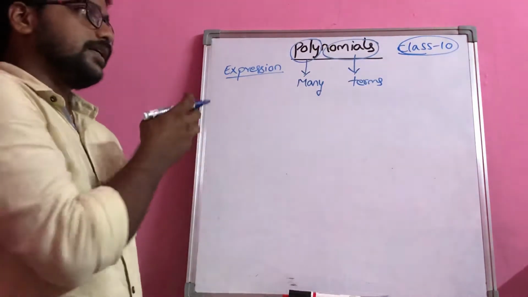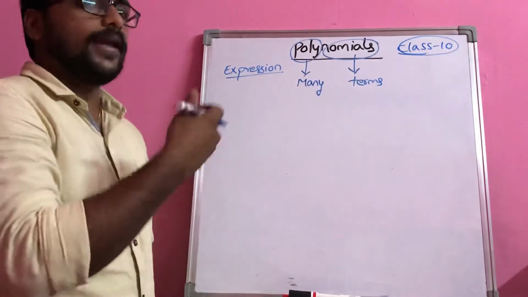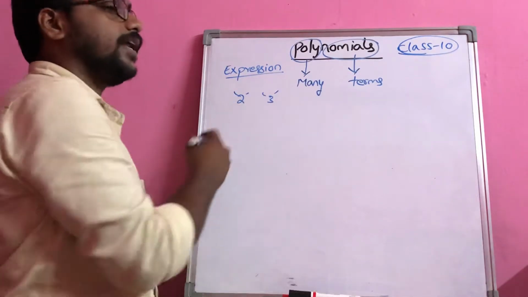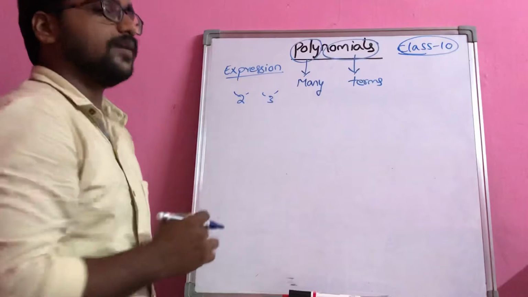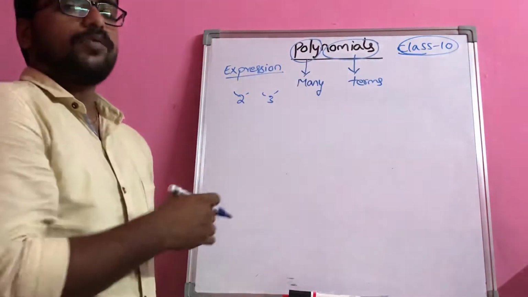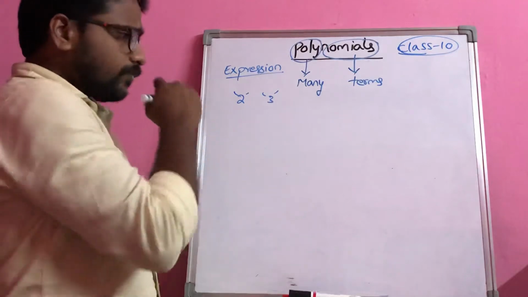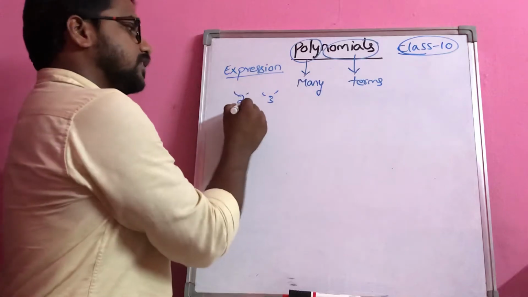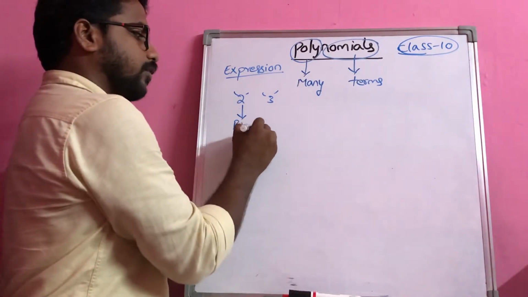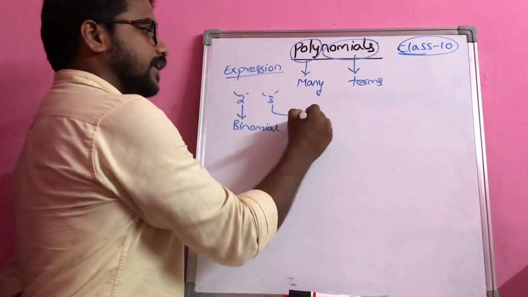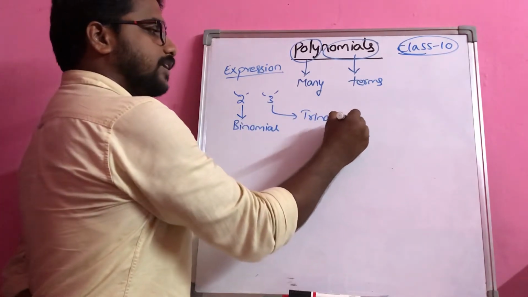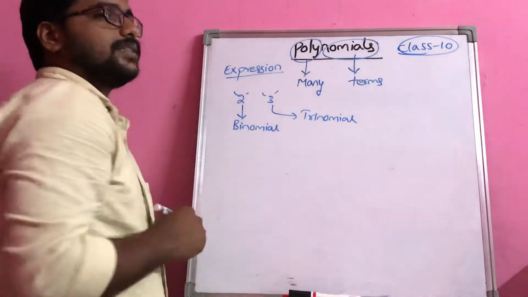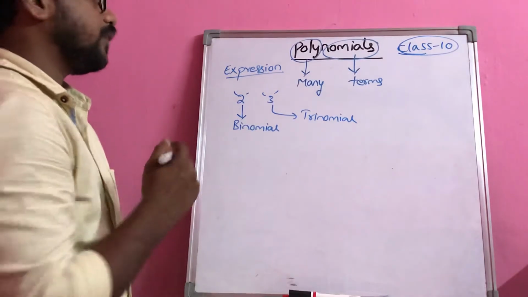We know that the number of terms can be any. Generally we will usually have 2 or 3, and we have specific names for expressions having 2 terms or 3 terms. Beyond 3 we generally name them polynomials. In our class 8 and 9 we might have learned that any expression having 2 terms is called a binomial. If it has 3 terms, it is called a trinomial. And if it has more than 3 terms, then we name it a polynomial.